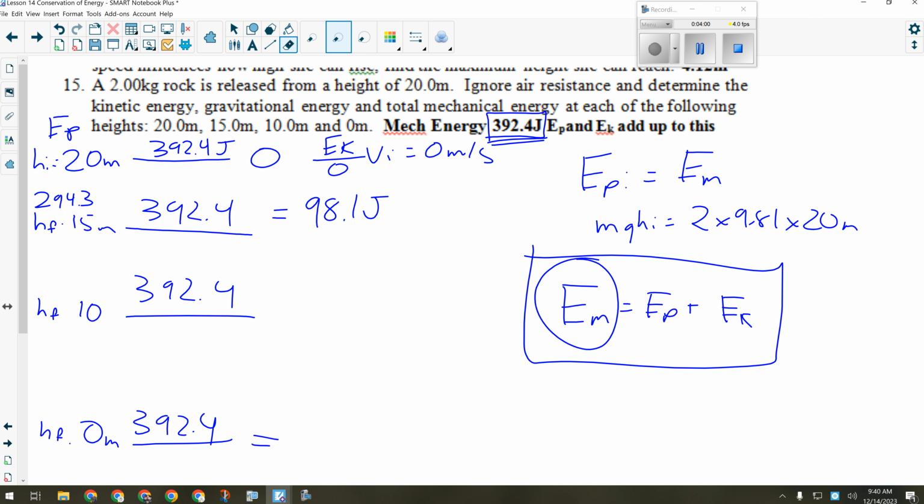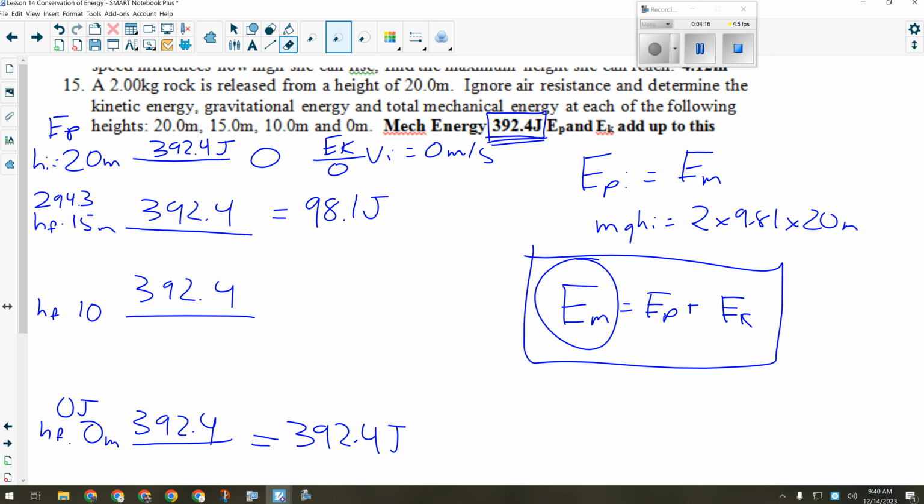Now I'm going to skip down to 0. How much kinetic energy do I have down here? 392.4. How do I know that? Because there's no potential down here at 0 meters. So 0 joules of potential.